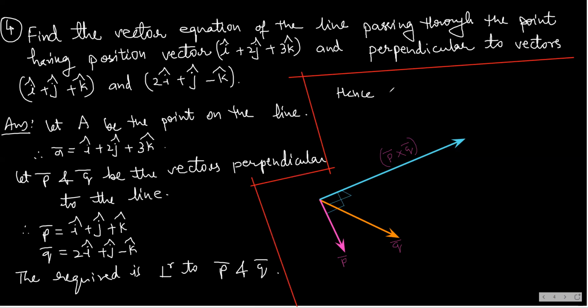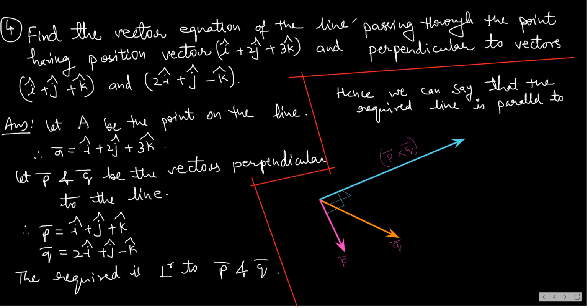Hence, we can say that the required line is parallel to P bar cross Q bar. Why? Because P bar cross Q bar is also perpendicular to P bar and Q bar.